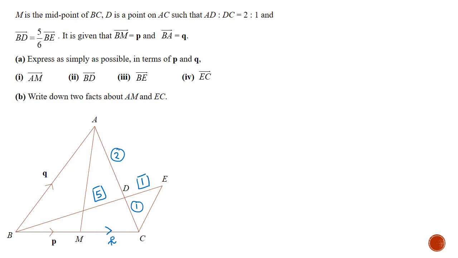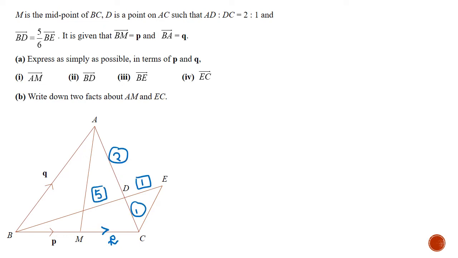Now we will use another symbol here to indicate that these two ratios and these two ratios are not related, and hence we cannot compare the ratio of DE to DC, and vice versa, we cannot compare the ratio of AD to BD. Next, we are asked to express as simply as possible in terms of vector P and Q the following vectors, and we are asked to write down two facts about AM and EC.